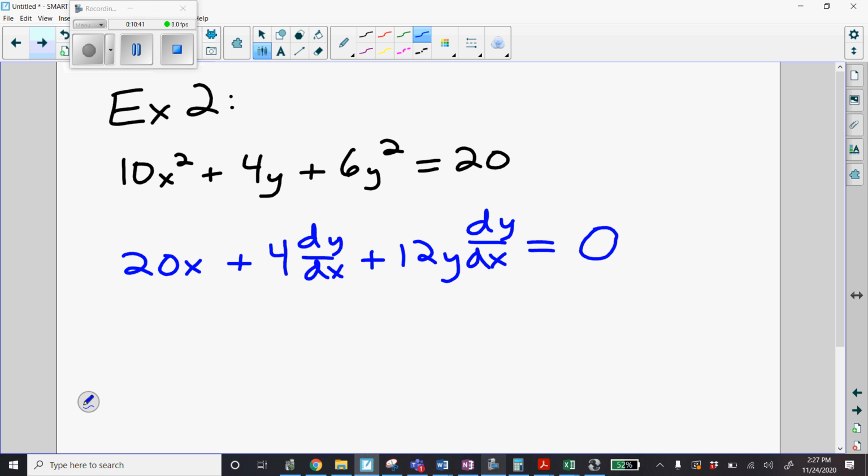So now I want to isolate dy/dx. The problem is I see two dy/dx's. Well, that's okay. If there are multiple dy/dx's, we always want to get them all on the same side of the equal sign and alone. Now both dy/dx's are already on the same side of the equal sign, but I want to get them alone, so I'm going to subtract the 20x to go to the right side.